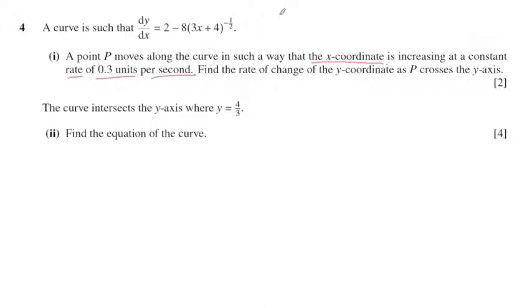It means dx divided by dt, because the unit is units per second. A rate means something has to be divided by time. The unit of time here is second, and the rate is 0.3 units per second. So dx divided by dt equals 0.3.